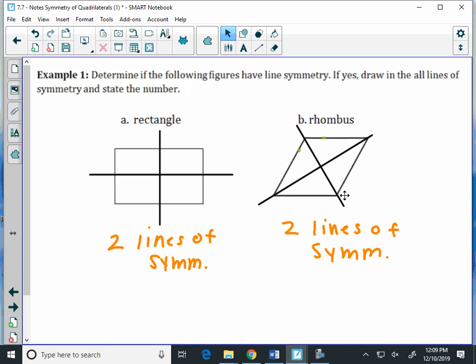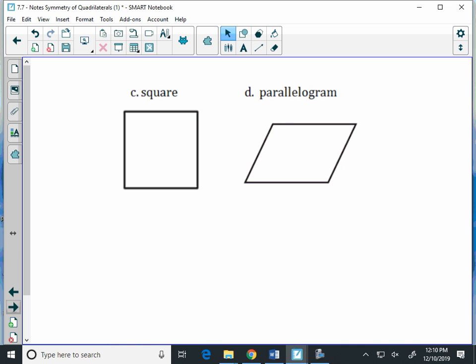Questions over that? To help us with the next one, to help us with a square, we said a square is a type of what? Parallelogram. It's also a rhombus and a rectangle. Well, if it's also a rhombus, what lines of symmetry will a square have?